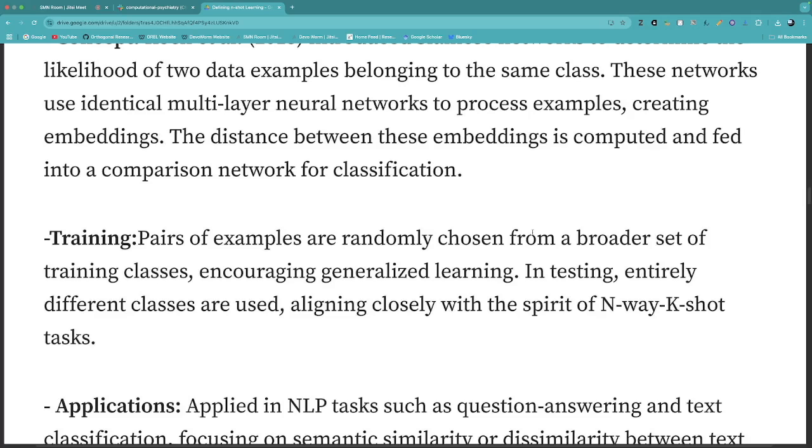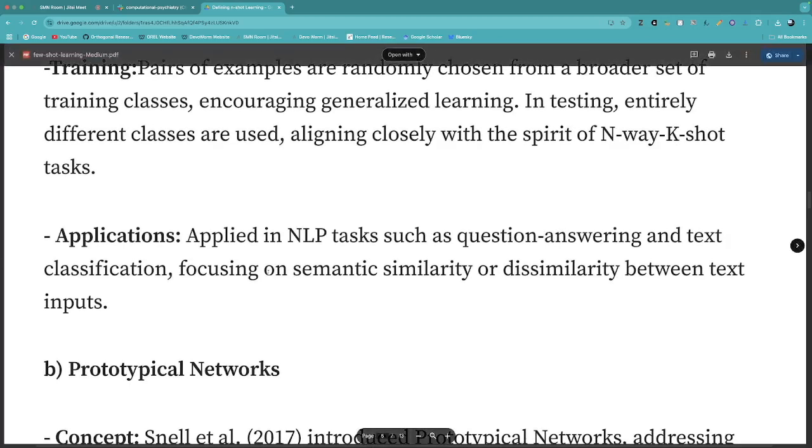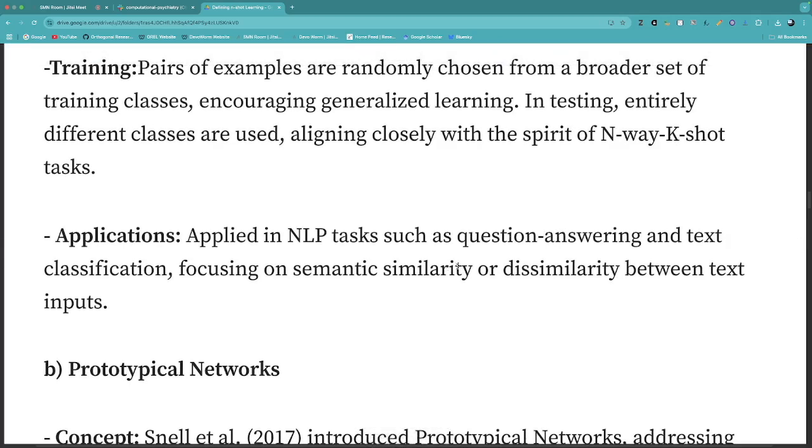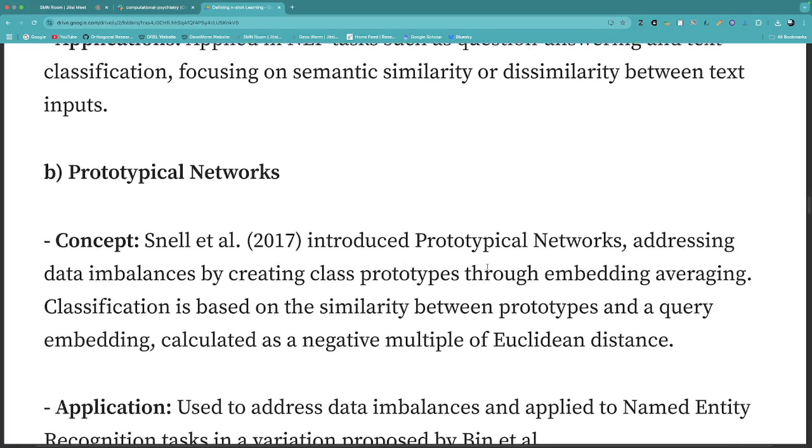So this is where you have multiple ways that you can view the thing, and then you have different shots of tasks. So there are different ways you can sample the data as well as being exposed to the data. These are applied in NLP tasks such as question answering and text classification, focusing on semantic similarity or dissimilarity between text inputs. The next example is prototypical networks.